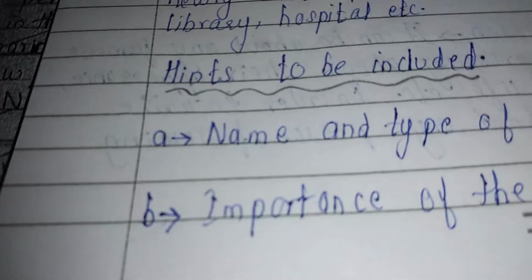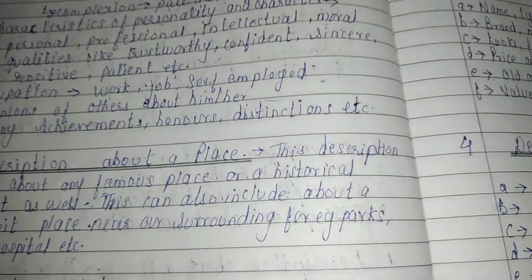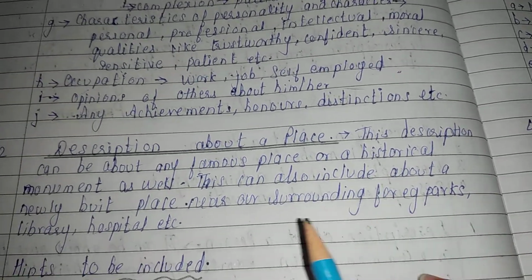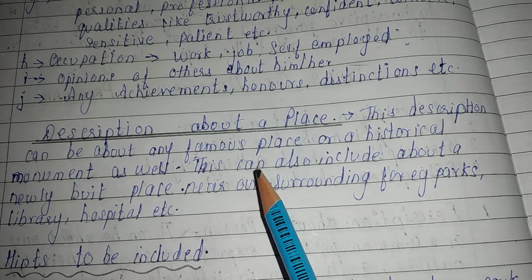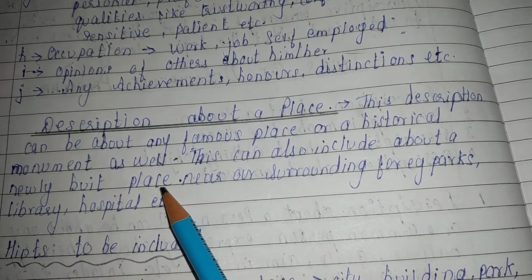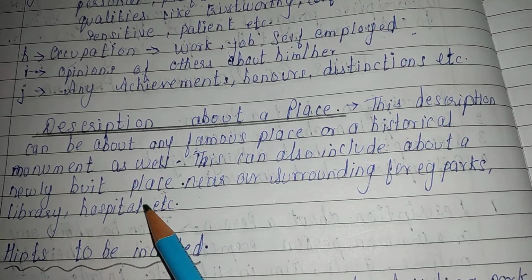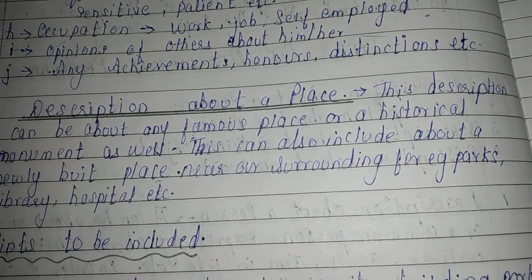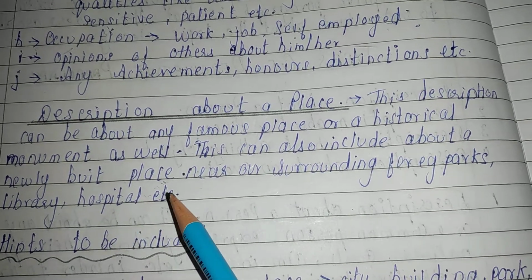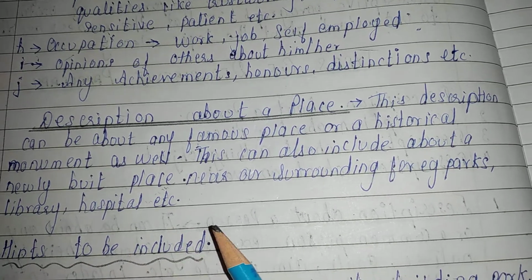The second description is now going to be a description about a place. So yes, now let's see why we write a description about a place. This description can be about any famous place or a historical monument as well. So we write descriptions about places just to tell people about these places, whether they are common places or famous places as well. This can also include newly built places near our surroundings, for example parks, library, hospital, etc.